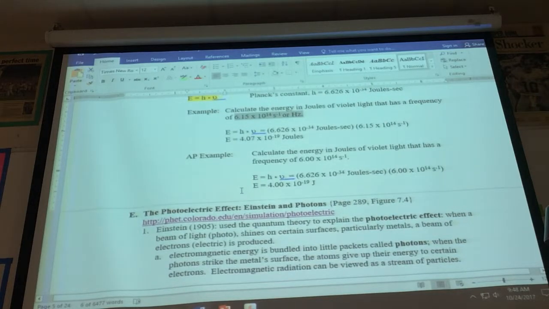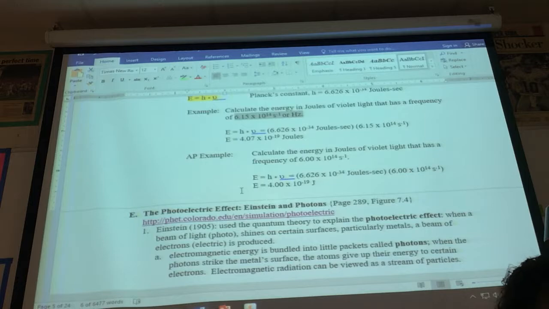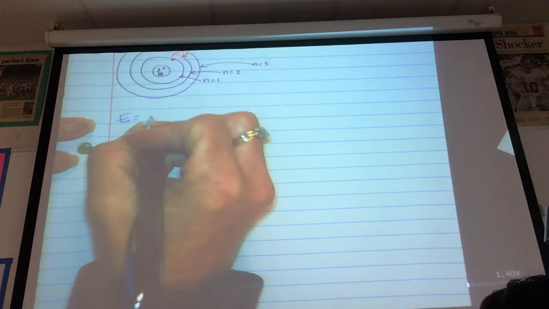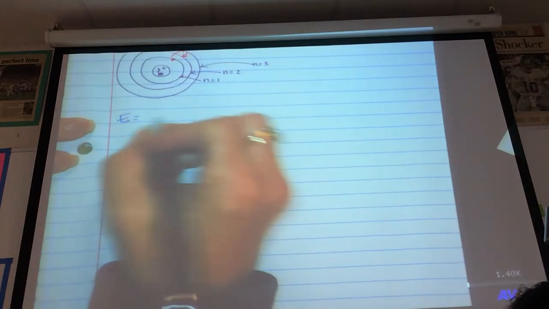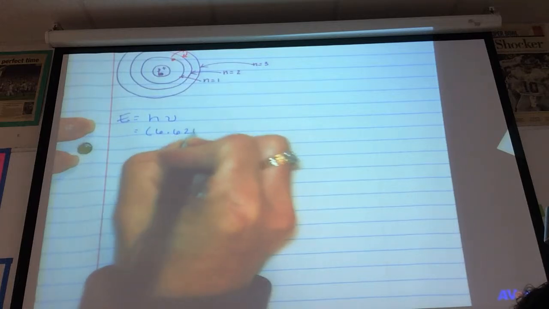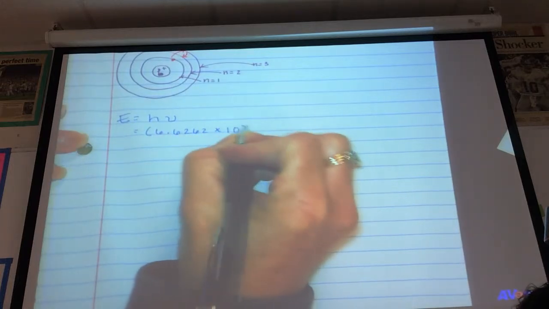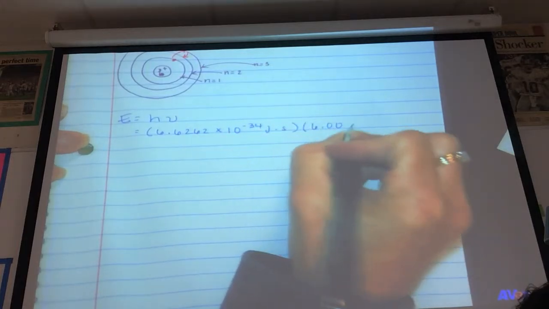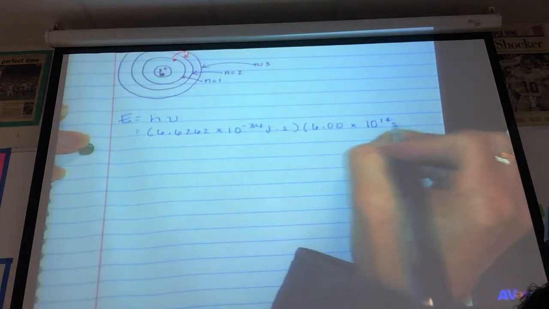The AP example I want to mention, because this would be without a calculator, which you do need to get into the habit of doing. When you do your practice quizzes, all multiple choice questions will be non-calculator based. In the AP example shown here, it's asking for the energy. We know energy is equal to Planck's constant times the frequency. We have 6.6262. This is written in your notes. I want to show you the tricks. Joules seconds, and it's 6.00 times 10 to the 14 seconds to the negative 1.